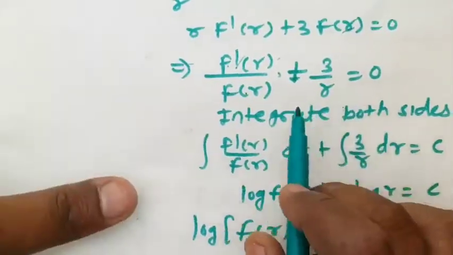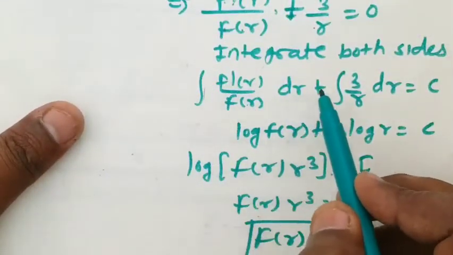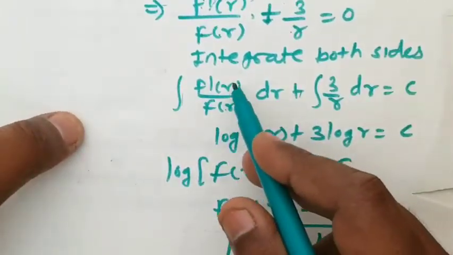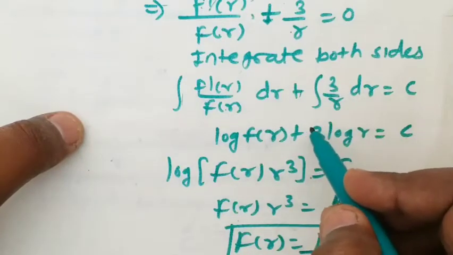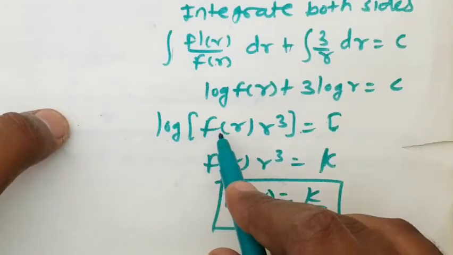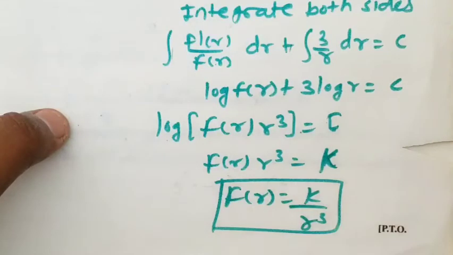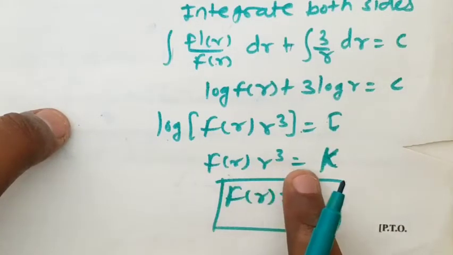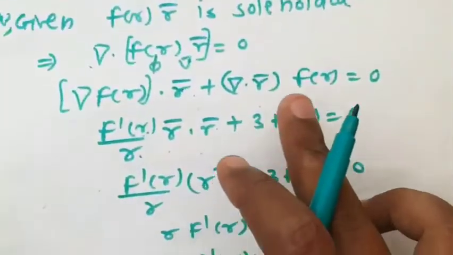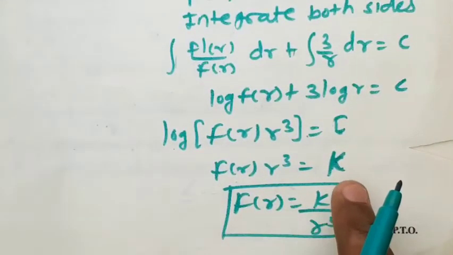If you integrate both sides with respect to r, we will have integral f dash of r upon f of r dr plus integral 3 by r dr plus a constant of integration. The integration of 0 is a constant. Okay, now integration of this is log of f of r, integration of this is 3 times log of r plus constant. Now by using the law of logarithm, this will be equal to log of f of r into r cube equal to c. If you remove log, we will get a new constant, you can call it k. So finally we will have f of r into r cube equal to k, that is nothing but f of r equal to k by r cube. So under this condition, f of r into r bar is solenoidal, this will be the required value of f of r, k by r cube.